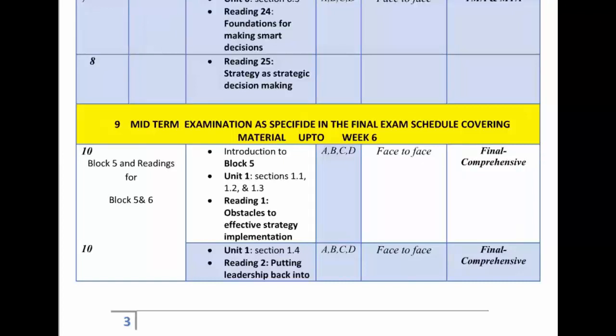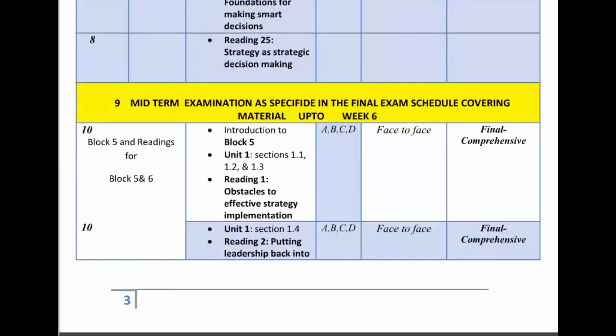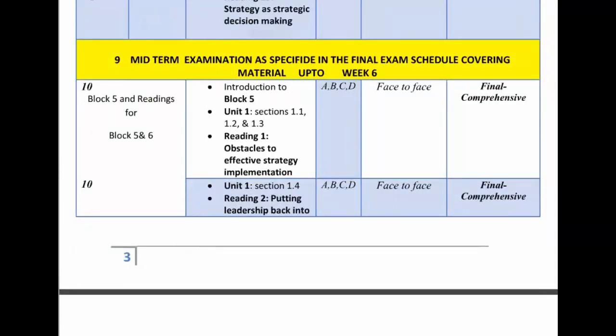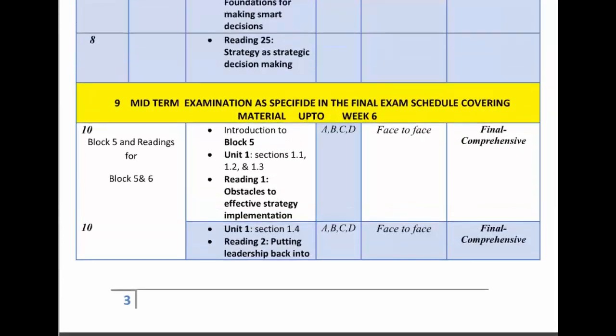Okay, so in block number 5, we will have some introduction about the block, and then we will have unit 1, and we will take sections 1.1, 1.2 and 1.3 in block number 5, and also we will take reading number 1. It's about obstacles to effective strategy implementation.